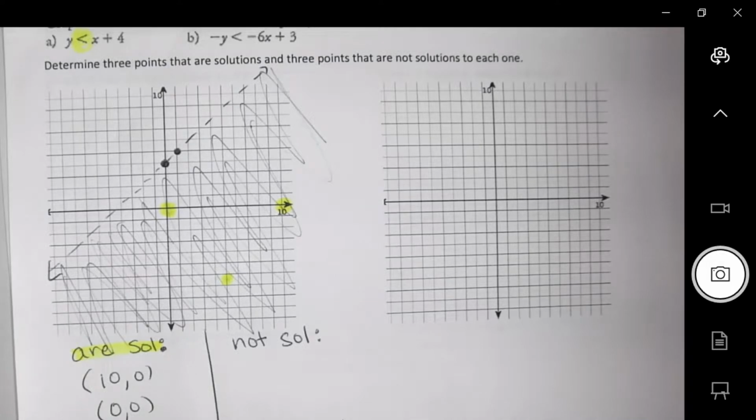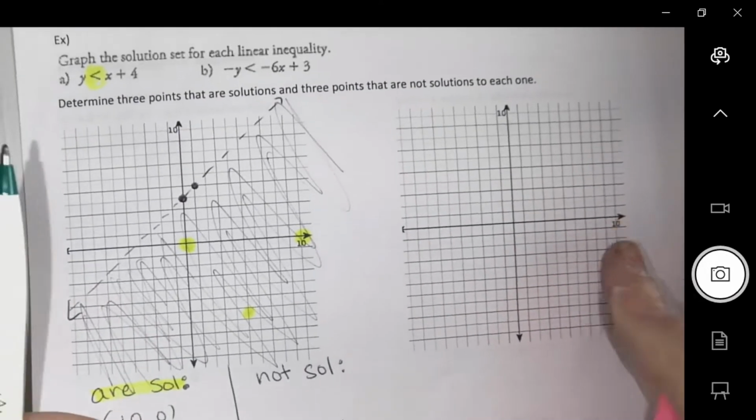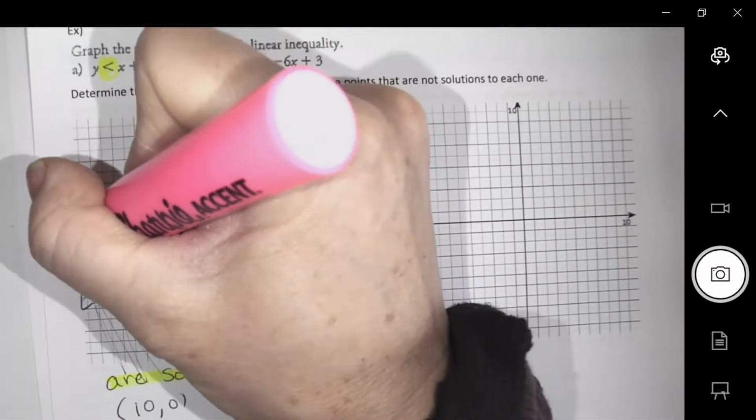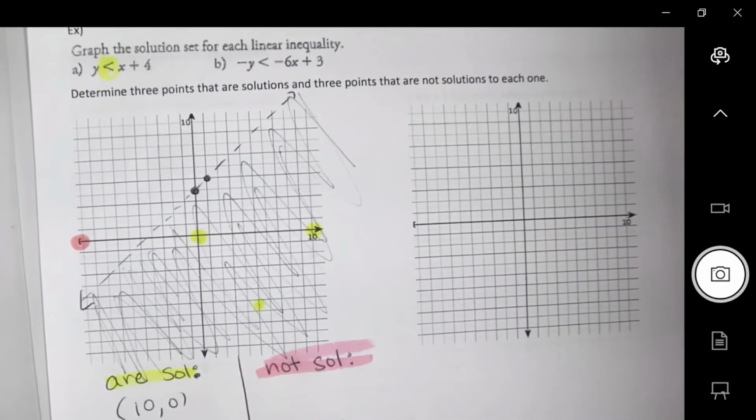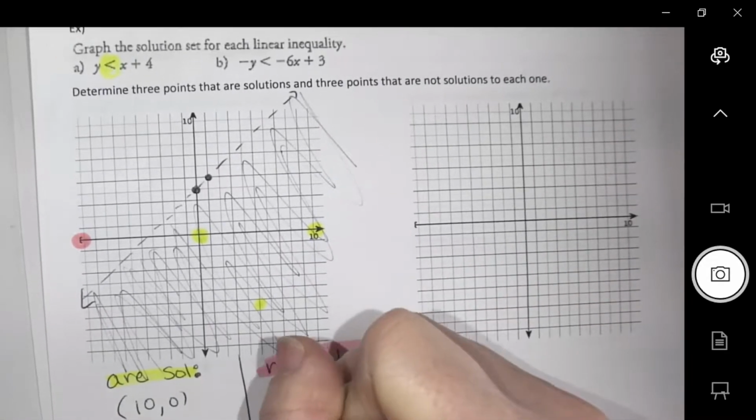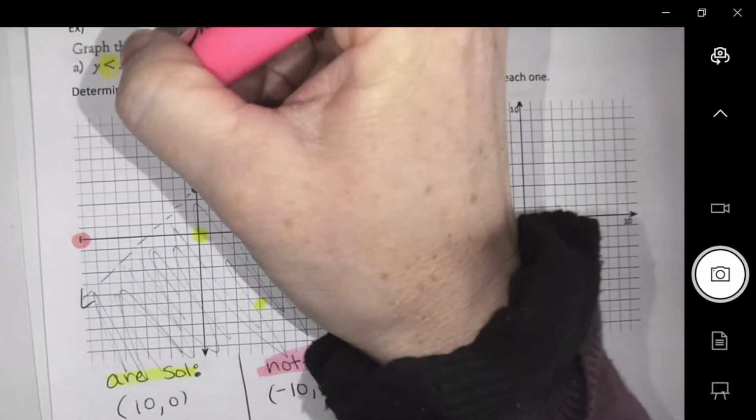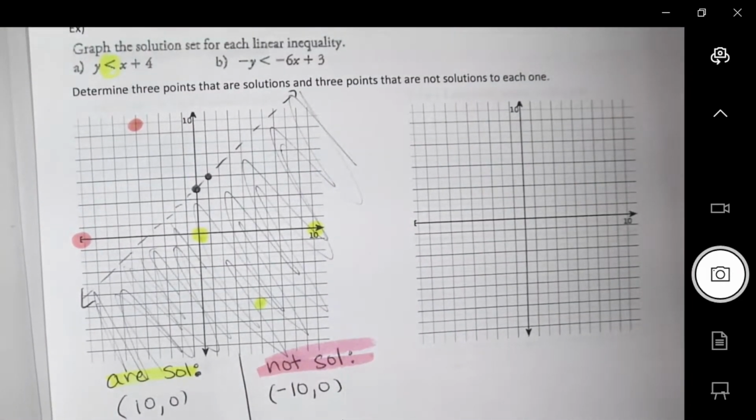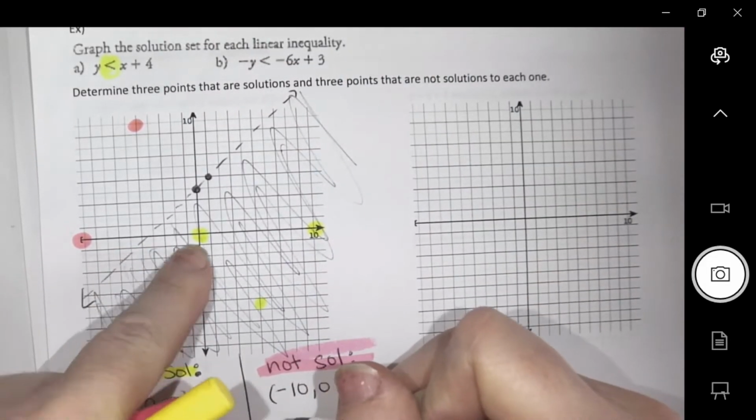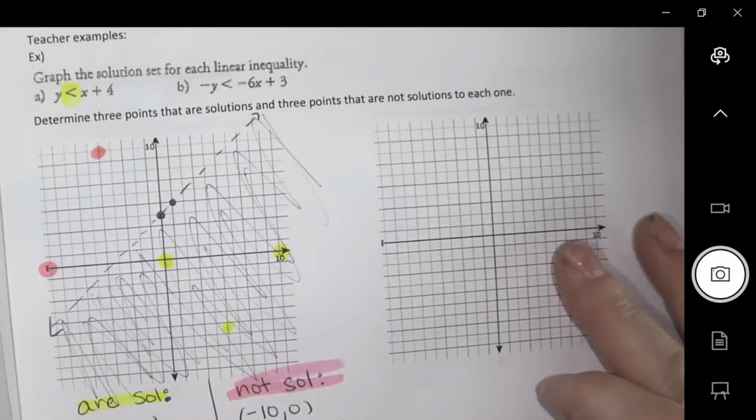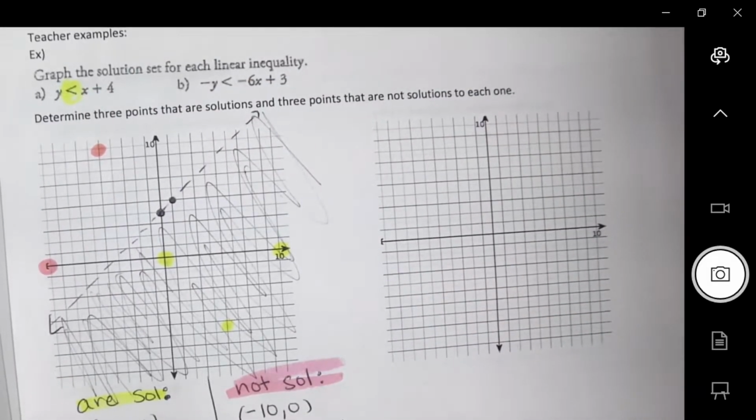Now, what is not a solution? So I could pick, I'm going to do this in pink, I don't know if you can see it. Not a solution. So for instance, a point over here would not be a solution. So I'm going to go -10, 0. Any point kind of in this zone would not be a solution. So I'm just going to make something up kind of in this region. So -4, 9 would be somewhere in that location. -4, 9. You can make a bunch of them up.